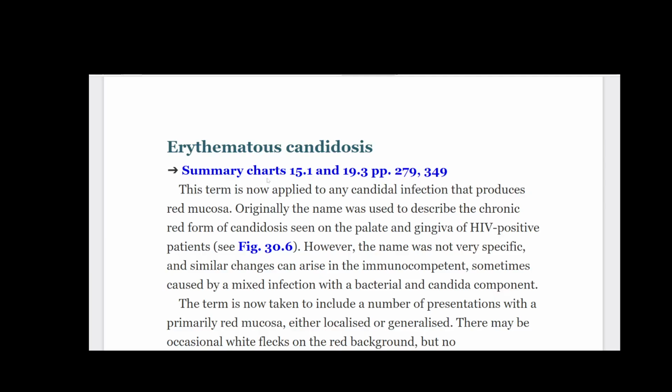However, the name was not very specific, and similar changes can arise in the immunocompetent, sometimes caused by a mixed infection with a bacterial and candida component. The term is now taken to include a number of presentations with a primarily red mucosa, either localized or generalized. There may be occasional white flecks on the red background, but no pseudomembrane.